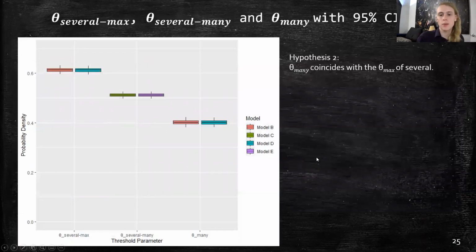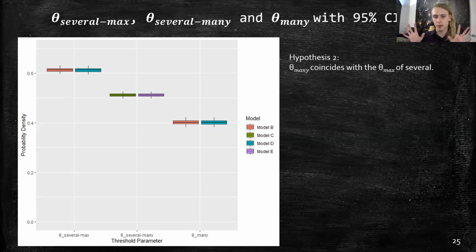Moving right along to our hypothesis 2, you can see here again, we have our thetas down on the x-axis and the values along the y. For models B and D, we had one theta for the upper bound of several and one theta for the lower bound of many. So these are separate, right?